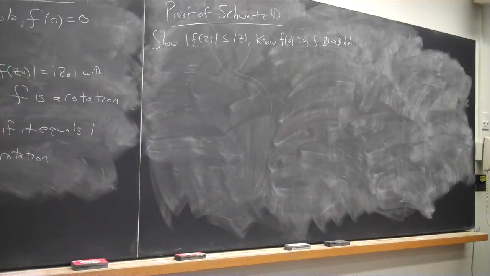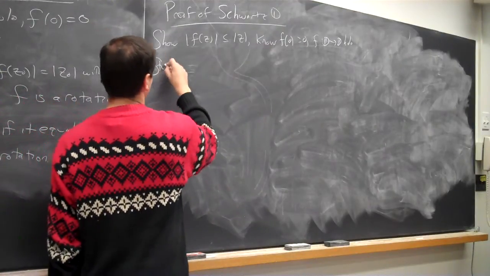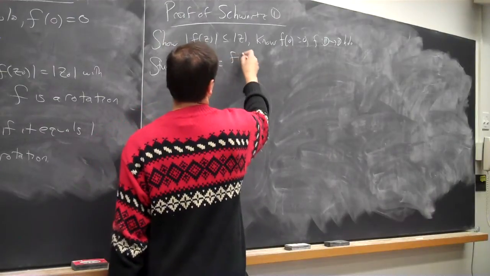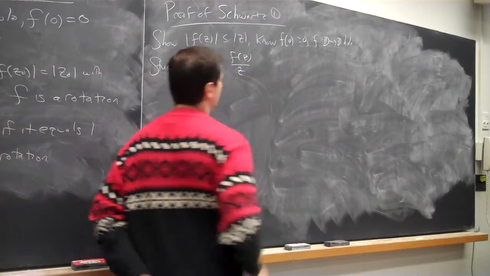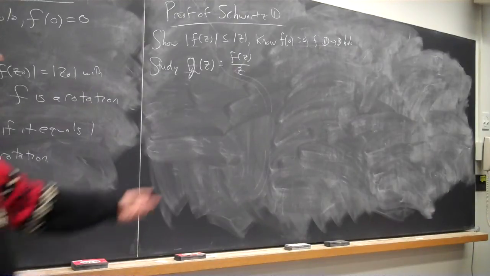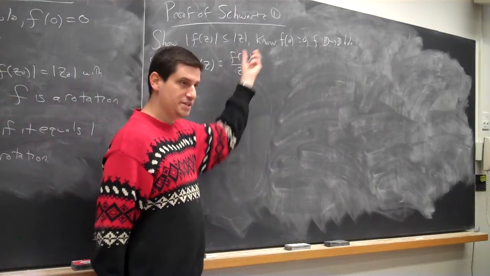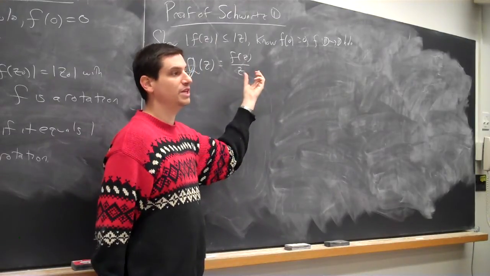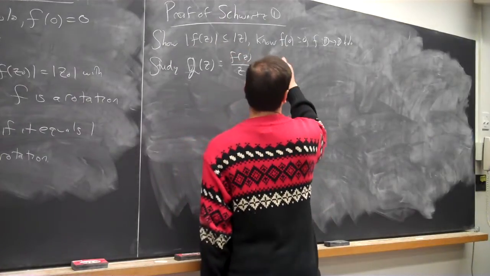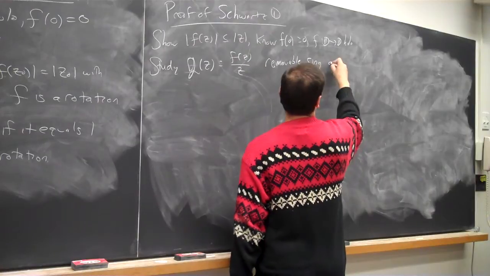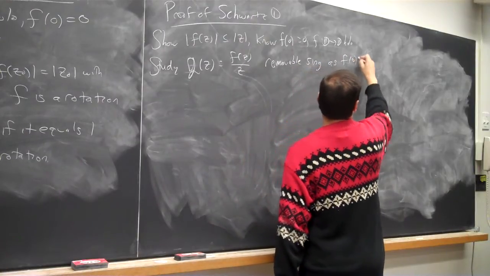What should we study? f(z) over z. So we'll study g(z) = f(z)/z. Is this a legitimate thing to study? Yes, because f(0) is 0, this is well defined. It's a removable singularity, as f(0) equals 0.